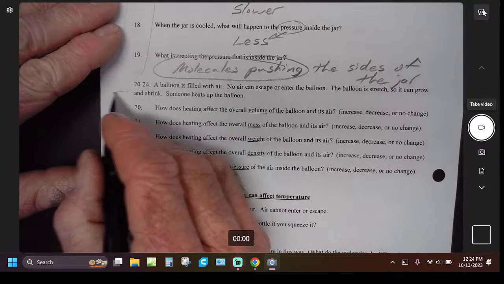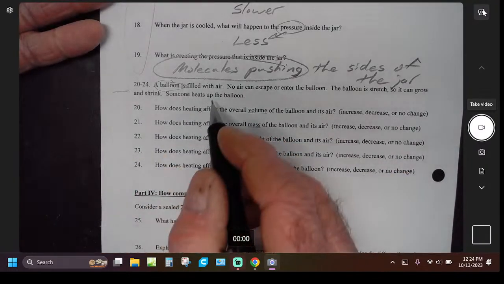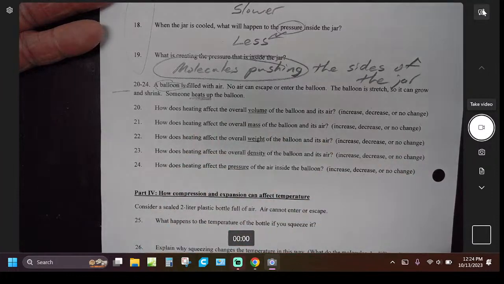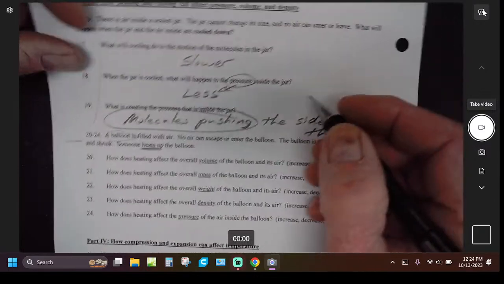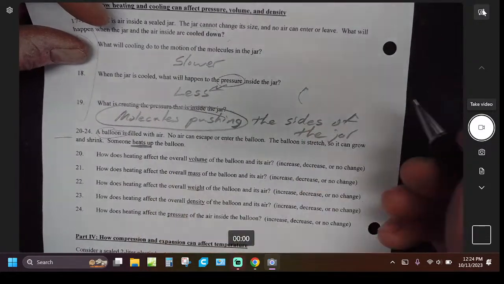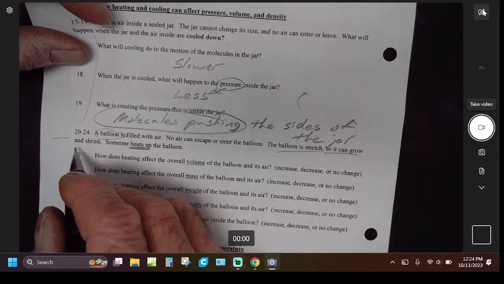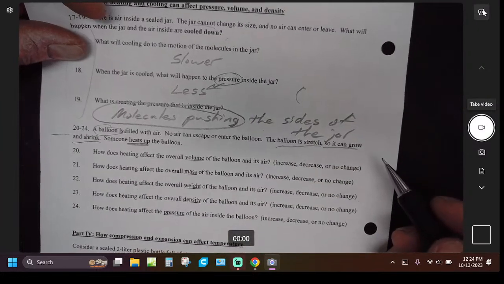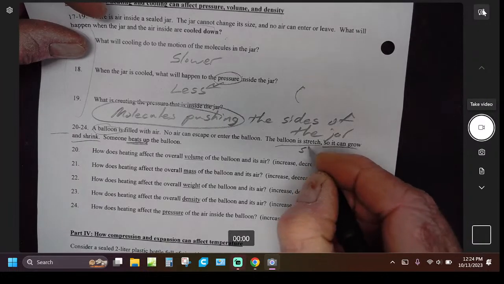Okay. All right, now this next part, a balloon. So here the balloon's heating up, but it could be cooling down, and it would just be the opposite answers. So if you heat up a balloon, it says no air can escape. The balloon is stretch. So it can grow and shrink. Guess what I meant to type there? I meant to say stretchy.